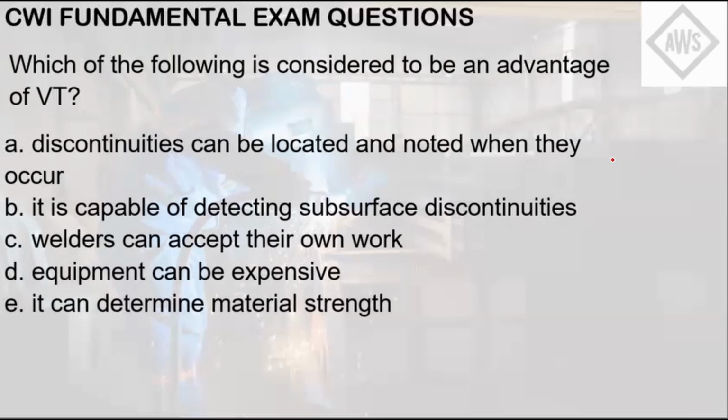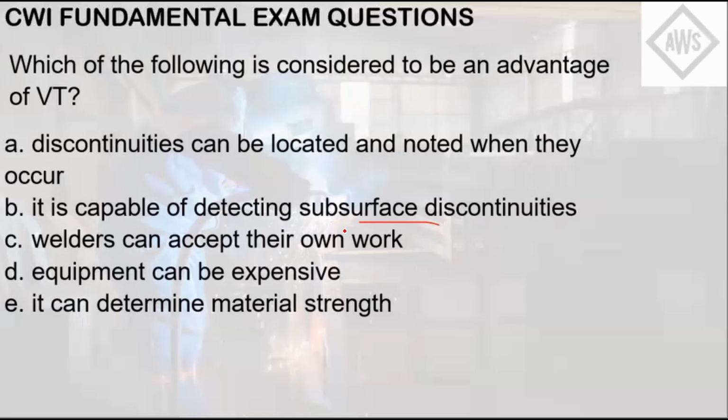So the big advantage of visual inspection is that it can detect a discontinuity before the welder puts on another pass in the weld. Just an example, right? So for letter B here, it is just not possible with the naked eye and without the assistance of other NDT methods. So you cannot detect subsurface discontinuities with your own eyes because it is hidden.